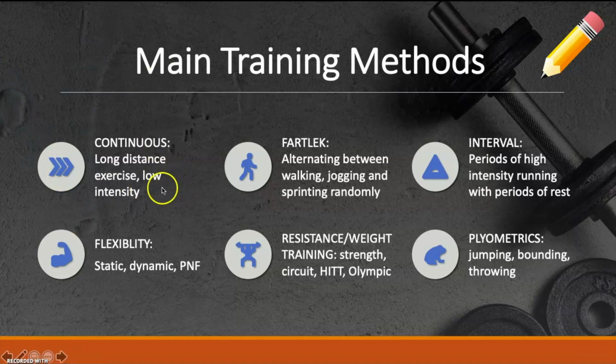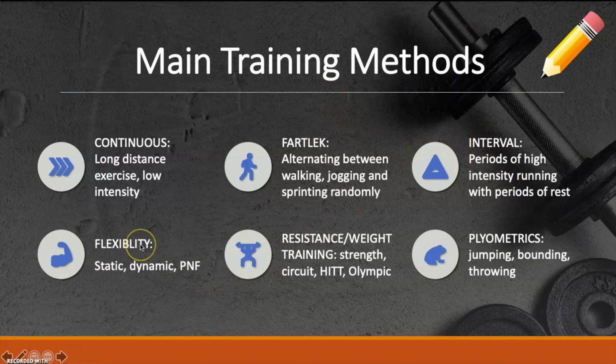So these are the main training methods that we can use to improve our fitness components. We have continuous. These are long distance exercise with low intensity. We have fartlek, which is alternating between walking, jogging and sprinting randomly. Randomly is the key piece of information there. Similar to this is interval training, which is periods of high intensity running with periods of rest. This does not have the random aspect to it. That is a key difference to remember.